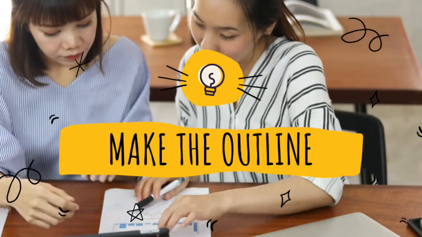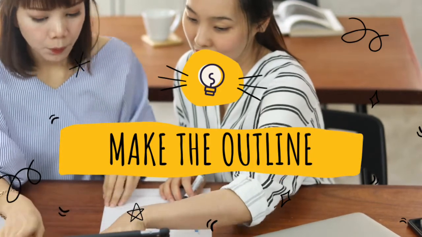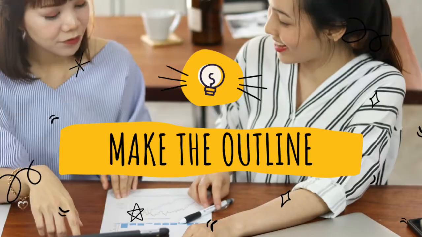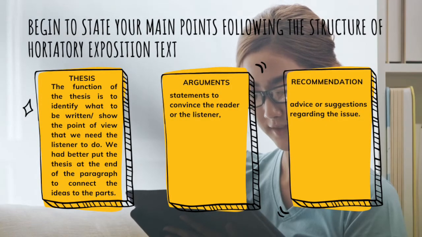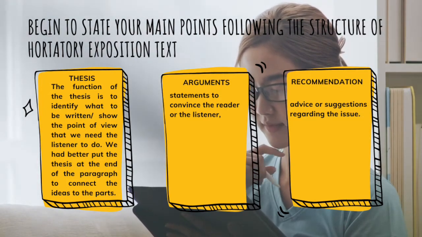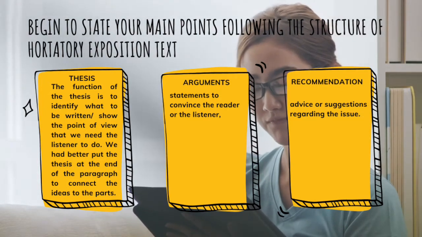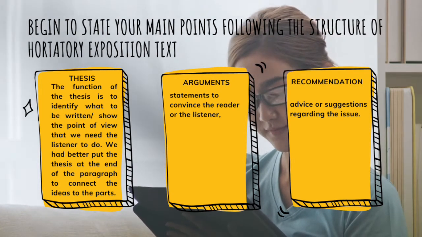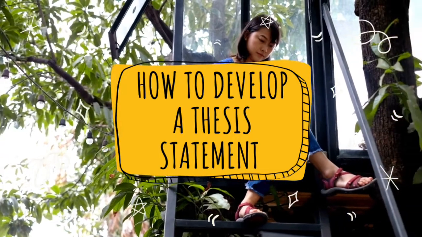Okay, so let's see. The first thing you have to do to make this text, to make a speech, is make the outline. Following the generic structure of hortatory exposition text, there are thesis, arguments, and recommendations. So the first thing you have to do is developing a thesis statement.